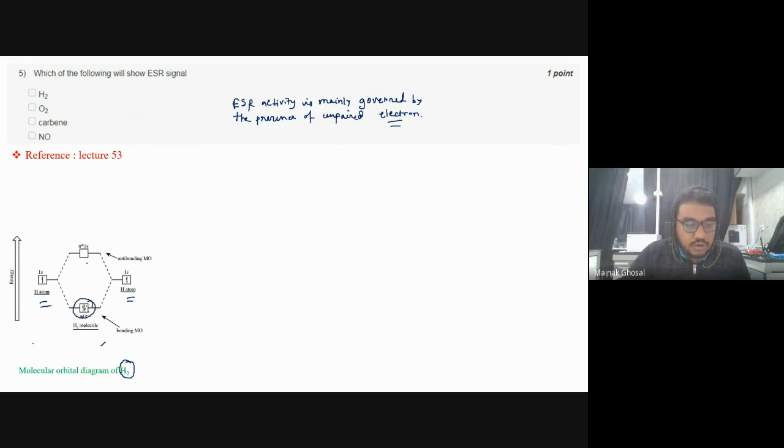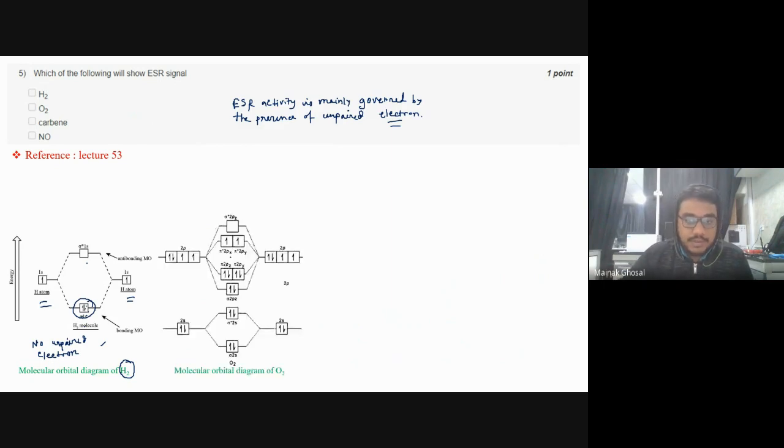So there is no unpaired electron. Okay, so in this case, you can see there is no unpaired electron. So now I am moving to the next case.